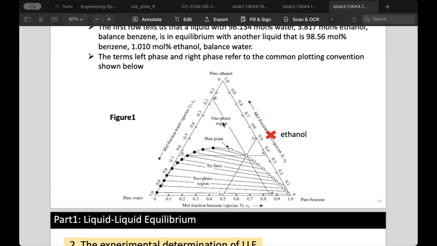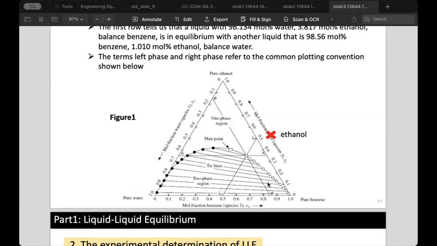You only have liquid-liquid equilibrium when your mixture contains ethanol lower than this point, in this region. Any mixture with a composition under this curve will separate into a first phase and a second phase at equilibrium.